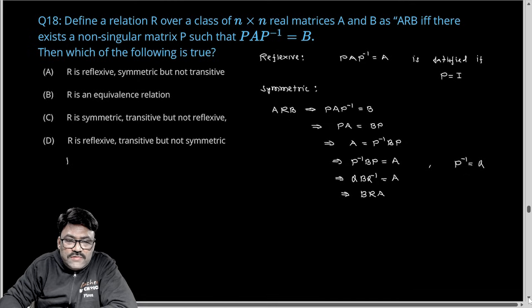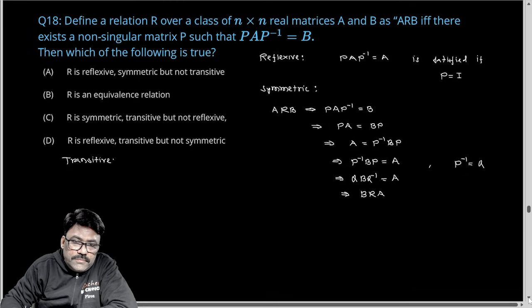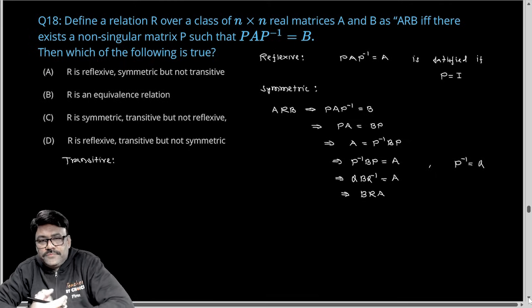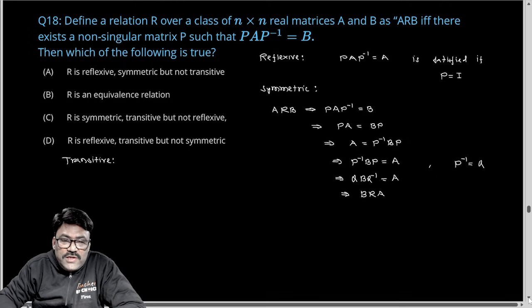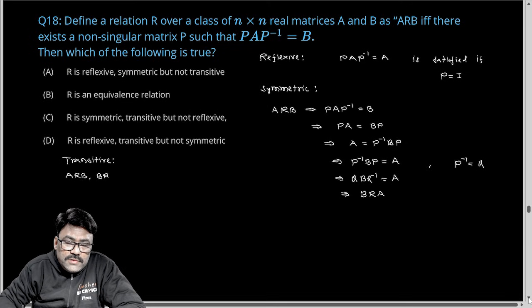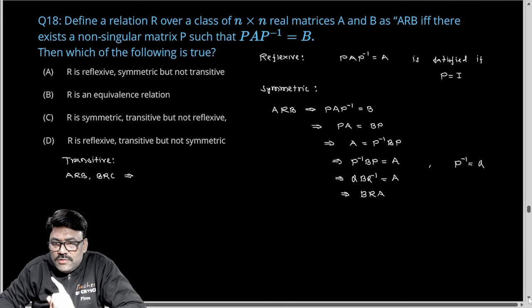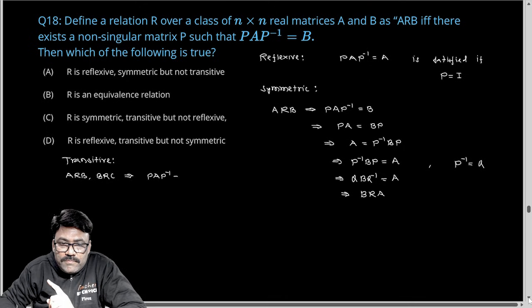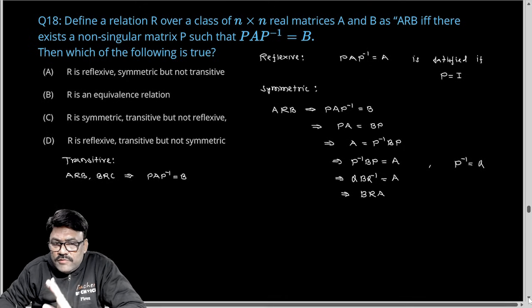Finally, let's check whether it is transitive or not. For transitive, if A is related with B and B is related with C, then A must be related with C. So A is related with B means what? A is related with B means P A P inverse is B for some non-singular matrix P. B related with C is what? B related with C means Q B Q inverse is C.